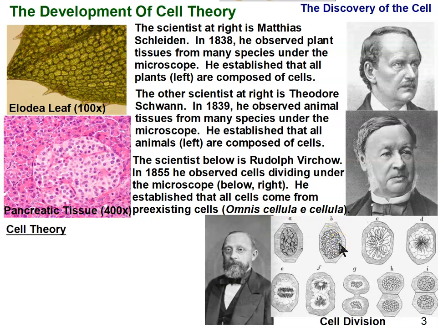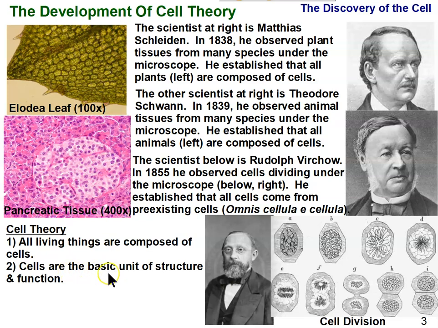So cell theory, to boil it down for you here, is that all living things are composed of cells. Cells are the basic unit of structure and function. And cells can only come from pre-existing cells. And that's what we now refer to as cell theory. But these are the three scientists that were involved in developing that basic tenet of biology.